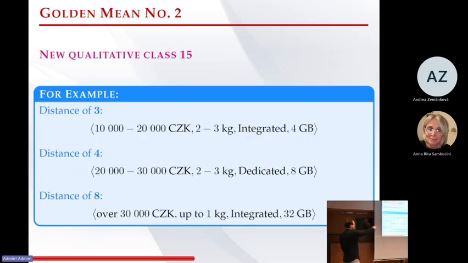Okay, so we now find a new golden mean between 9 and 27. For example, the golden mean is qualitative class 15. Okay, and now it's up to you. Choose 3 laptops with a total distance of 15. For example, these laptops belong to the qualitative class 15. These laptops exist, I hope, and you can buy them. Okay.